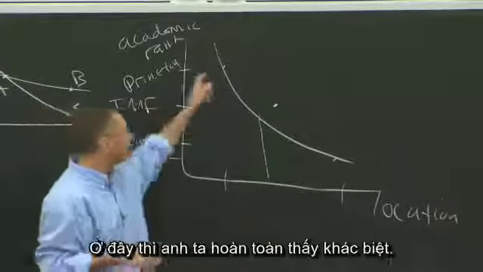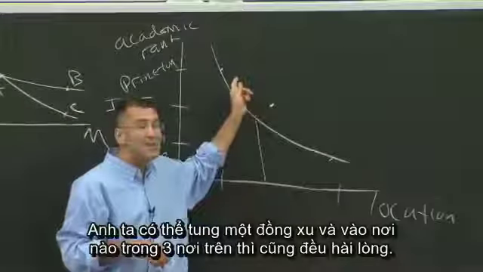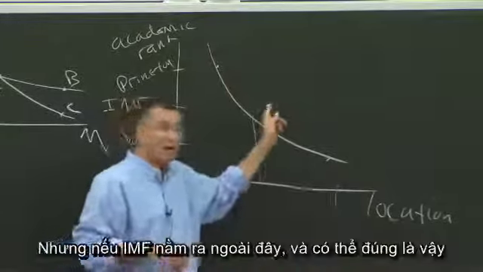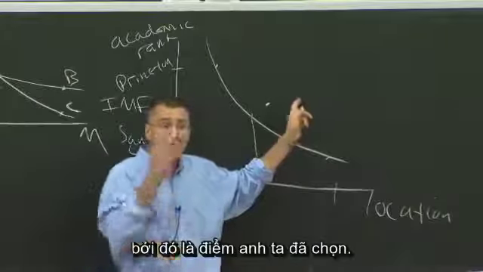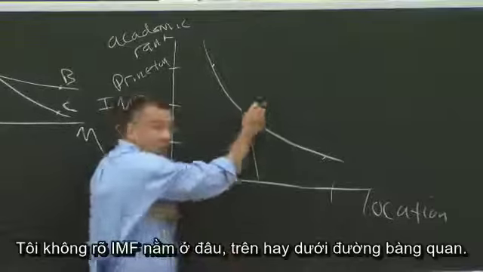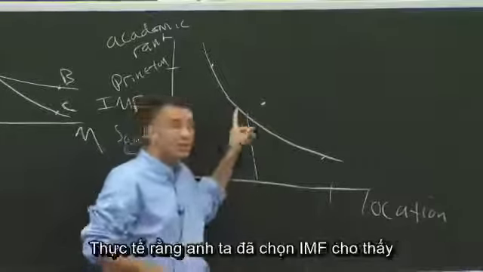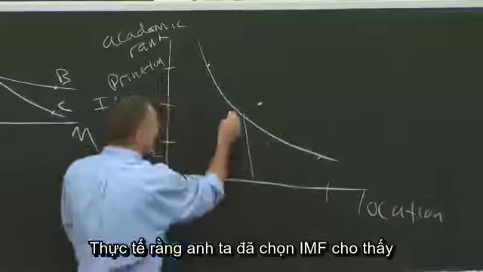Definitely go to IMF. Here he was indifferent. He could flip a coin and be equally happy at all 3. But if IMF were out here, and maybe it was because that's what he chose. That's a good point. I don't know if IMF was here or here. The fact he chose IMF, it can reveal it wasn't anywhere in here.